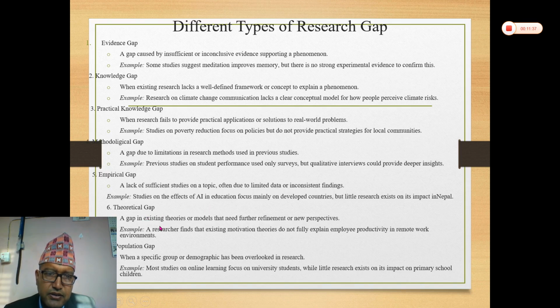Theoretical gap, a gap in existing theories or models that need further refinement or new perspectives. Example of theoretical gap, a researcher finds that existing motivation theories do not fully explain employee productivity in remote work environments. And population gap, when a specific group or demographic has been overlooked in research. Example, most studies on online learning focus on university students, while little research exists on its impact on primary school children.